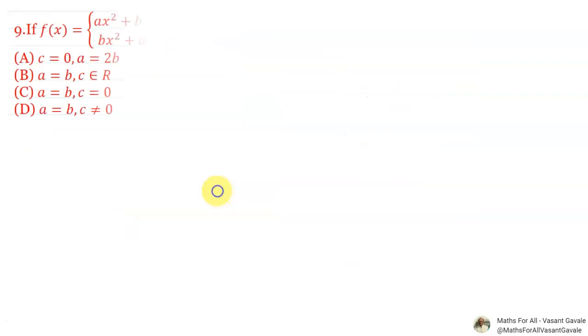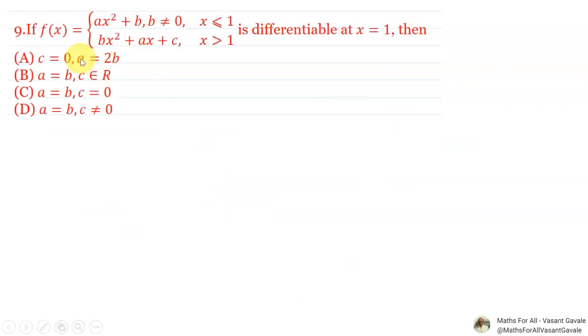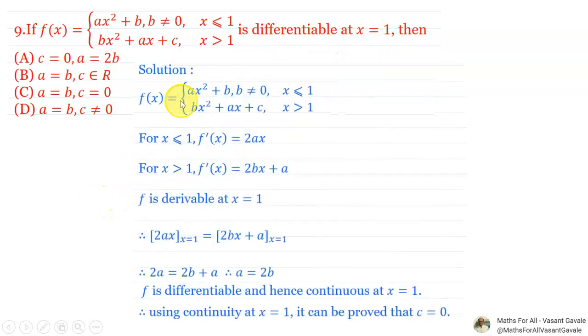Next example. If f of x is equals to x square plus b, b is not equals to 0, for x is less than or equal to 1, bx square plus ax plus c for x is greater than 1 is differentiable at x is equals to 1, then okay, the same function we have written here.